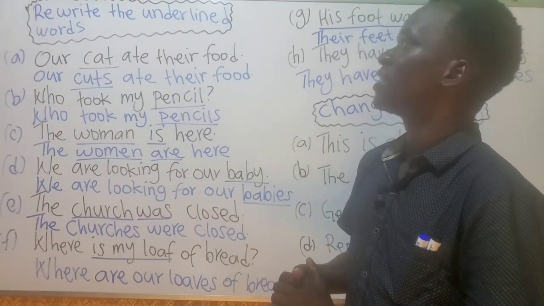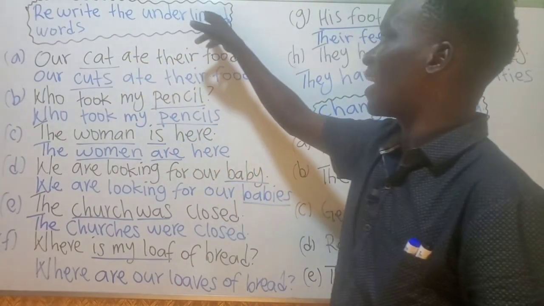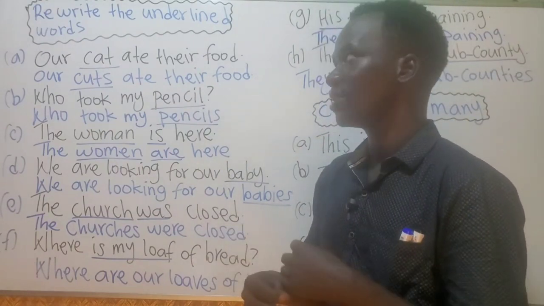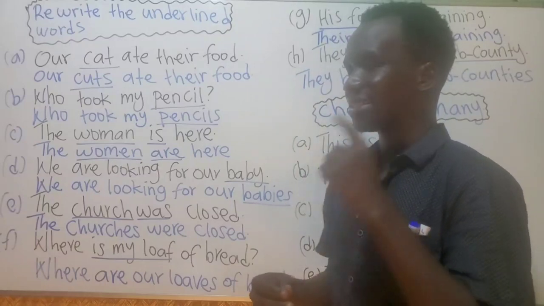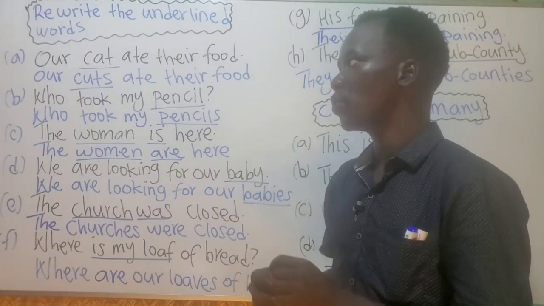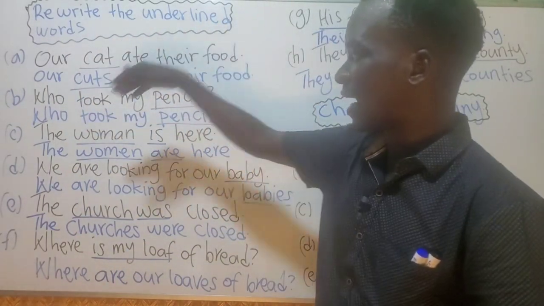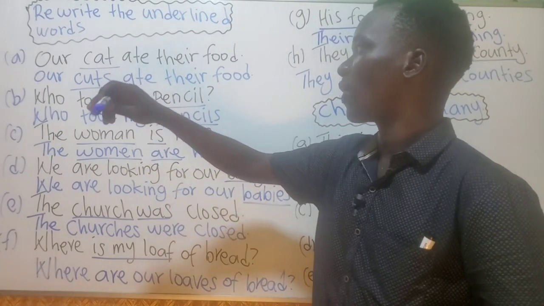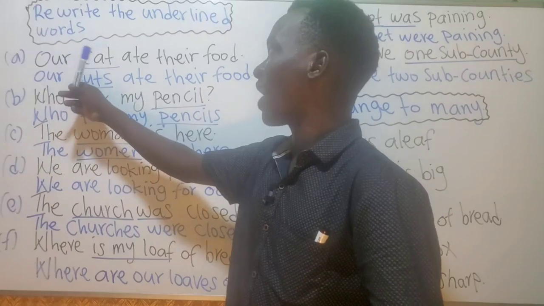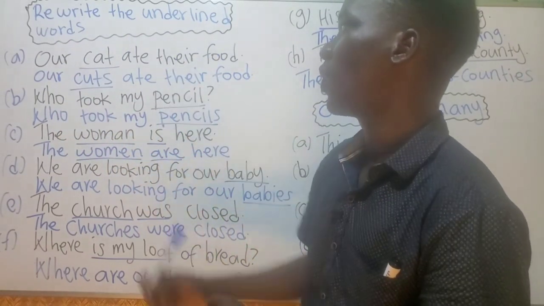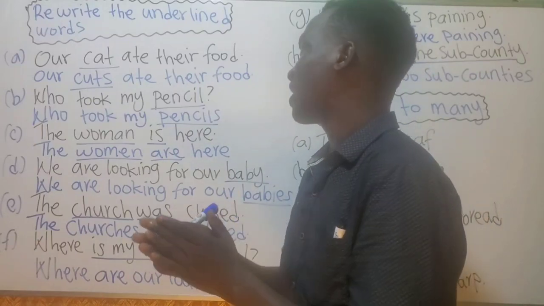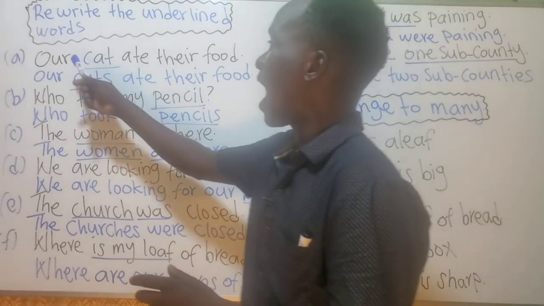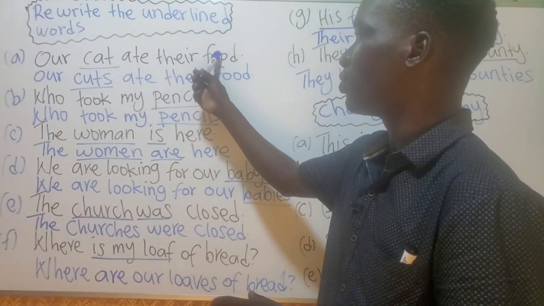Things have been changed. Yes, here it's saying, rewrite the underlined words, okay? Yes, rewrite means to write again the underlined words. So the underlined words are the ones that you should change into plural. Underlined words are these ones in the blue, okay? Yes, number one, we have, our cat ate their food, okay? Here, the singular is cat. Our cat ate their food.